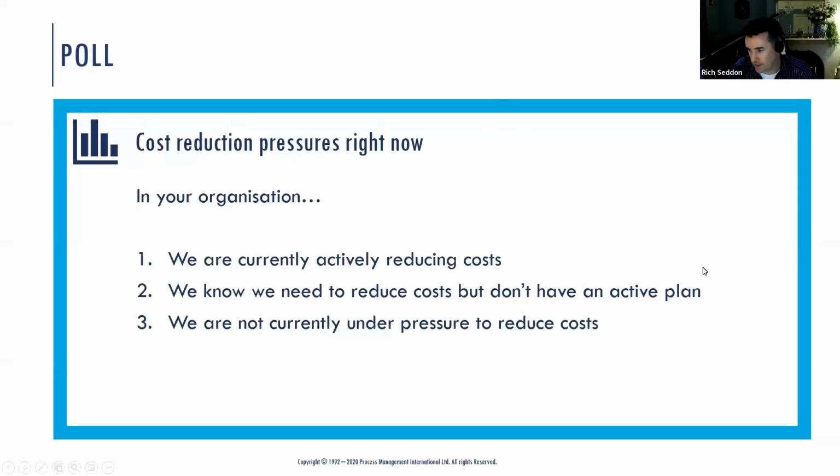So I can see that poll's now been launched and it's on screen for you. Yes, so it has been launched. A massive start with "we're currently actively reducing costs" from the room. So really interesting to see that that's really where most people are feeling the pressure at the moment. We've got some people saying we know we need to do it, but we don't yet have an active plan. A very small percentage who are not currently under pressure to reduce costs.